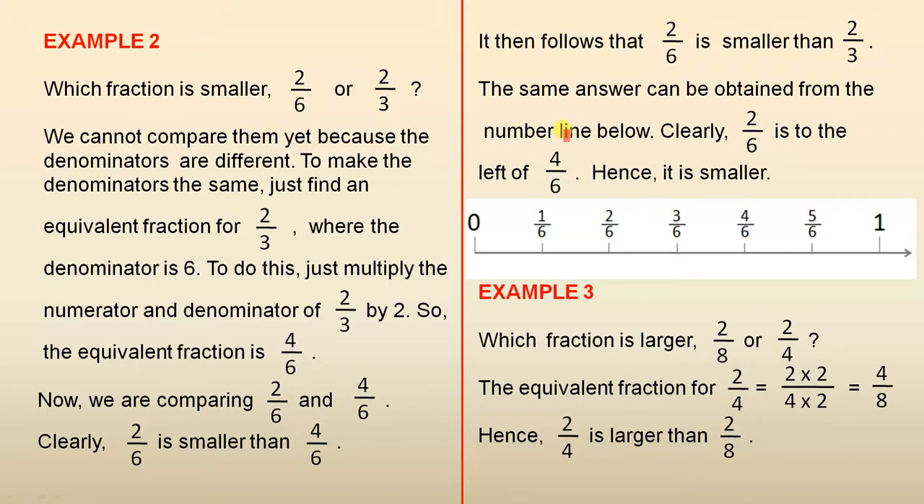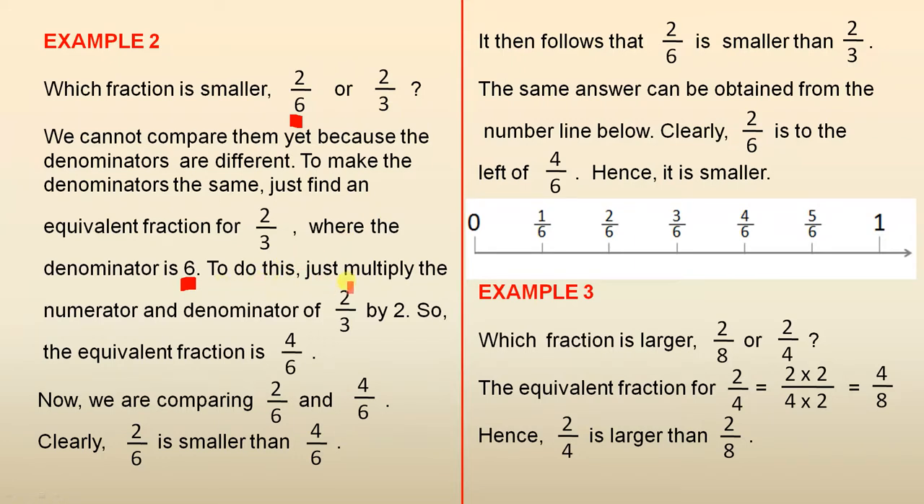Example 2. Which fraction is smaller, 2 over 6 or 2 over 3? We cannot compare them yet because the denominators are different. To make the denominators the same, just find an equivalent fraction for 2 over 3, where the denominator is 6. Because that's a 6 there, we need this fraction to be converted to an equivalent fraction where the denominator is 6.